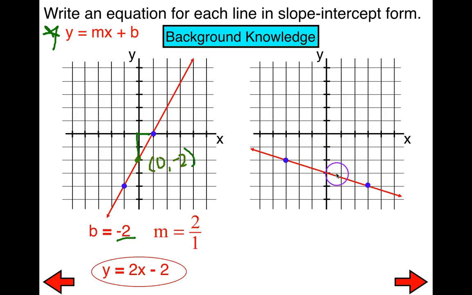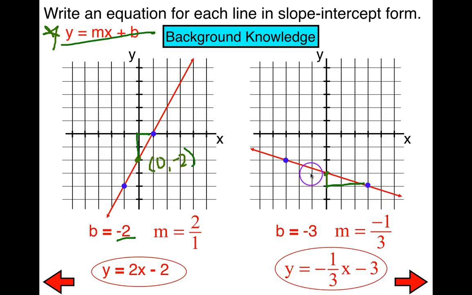Same idea here. First, I have to find the y-intercept, which is -3. Then I need to find out the slope, which is -1 over 1, 2, 3. So my equation following this form would be y equals -1/3 x minus 3.